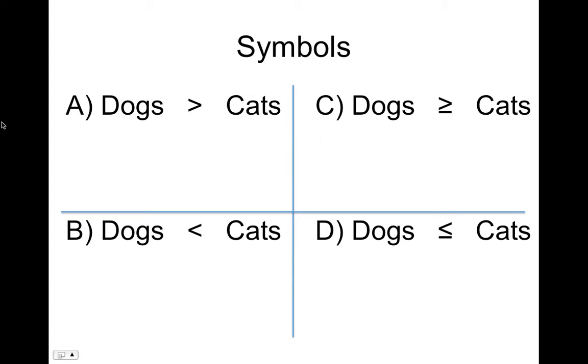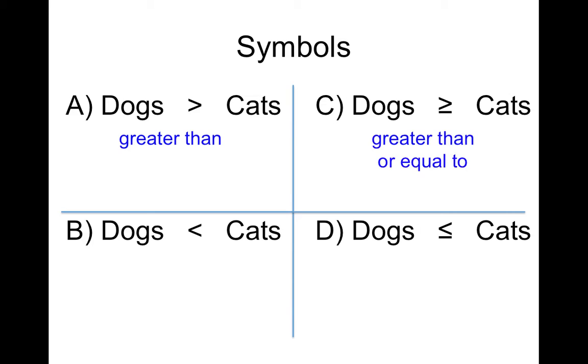If you chose A, then you're a dog person. You think dogs are always greater than cats. If you pick choice C, you think that dogs are better than cats most of the time, but maybe you've known some pretty awesome cats in your life, so you decided that dogs are greater than or equal to cats.